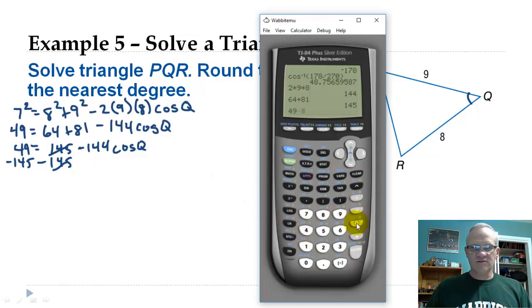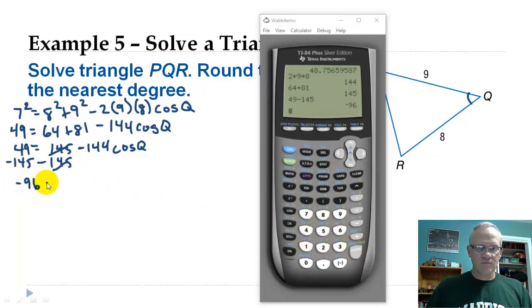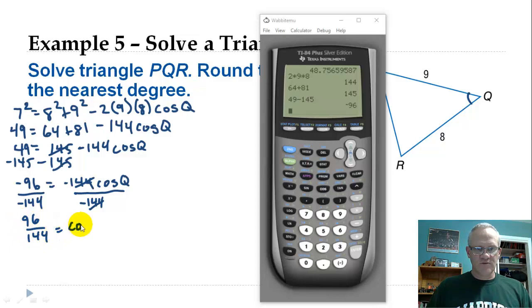So minus 145 to move it to the other side. 49 minus 145. I just can't type these in quick. Negative 96 equals negative 144 cosine of Q. Divide by negative 144. Again, we can just drop the negative since they'll cancel out. So this is just 96 over 144 equals the cosine of Q. Remember, to get Q by itself, we're going to do the inverse cosine. So the measure of angle Q is the inverse cosine of 96 over 144.